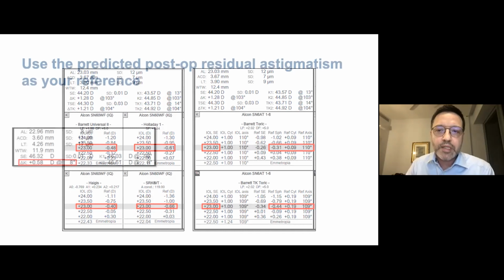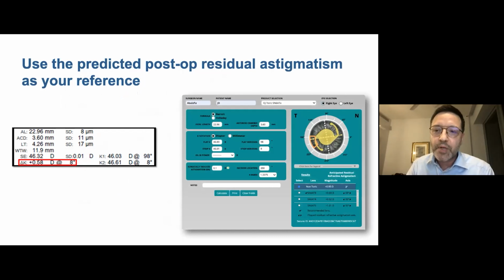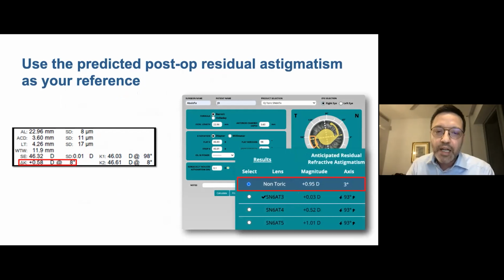So let's have a look at this example. This patient has about 0.6 diopters of against the rule corneal astigmatism. Now, instead of beating our heads trying to figure out whether this patient would benefit from a toric IOL implantation, you can simply use a modern toric calculator to look at what would be the predicted post-op residual astigmatism for a non-toric IOL. Now, in this case, the patient will probably end up with about 1 diopter of residual refractive astigmatism, and this information can help you to decide whether you would prefer to implant a toric IOL or not.